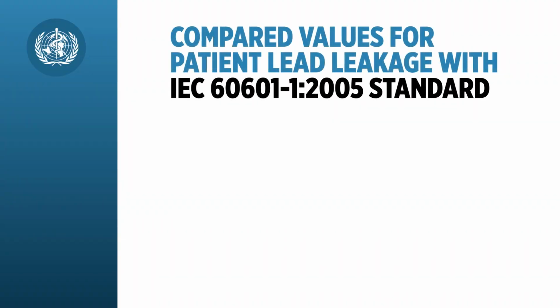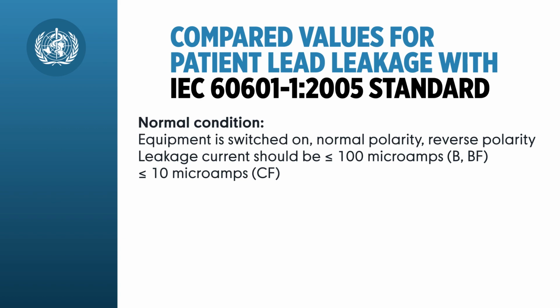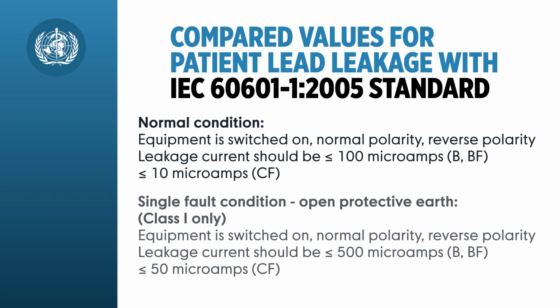Compare the measured values with the IEC 60601-1 2005 standard. Normal condition. Equipment is switched on. Normal polarity. Reverse polarity. Leakage current should be less than or equal to 100 microamps, B, BF, less than or equal to 10 microamps, CF.